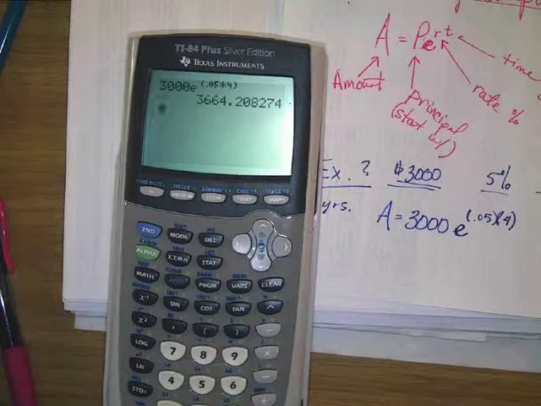Thank you. But the 3,000 we started with. So how much did we make? 664. How much do we have in the account? 3,664.